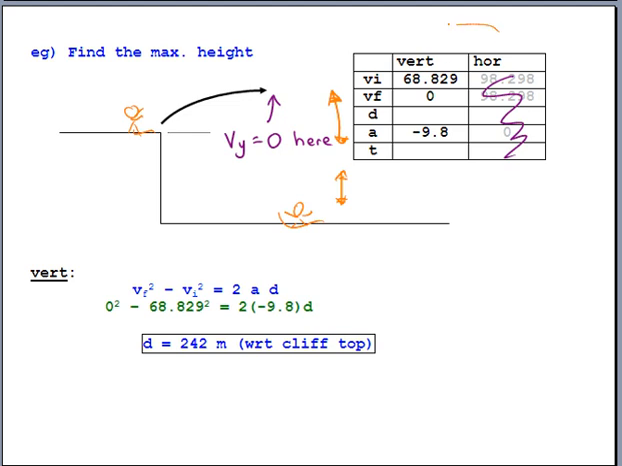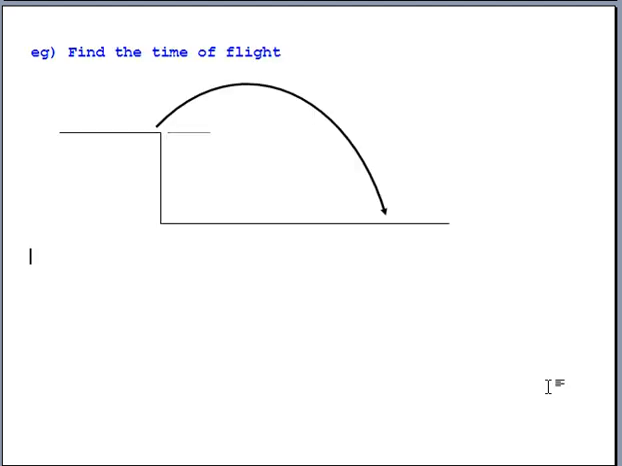Now, we can't really do much more with this table because it only gets you to there. So we're going to need a new table for the rest of this question, because for the rest of this question, we're going to go for the whole flight out of the potato gun into the lake. We're not going to stop halfway and say, let's restart and do it all over again. We've got the math skills. We can go for the entire flight.